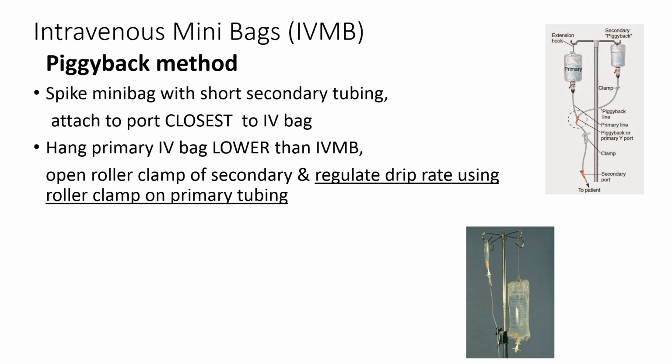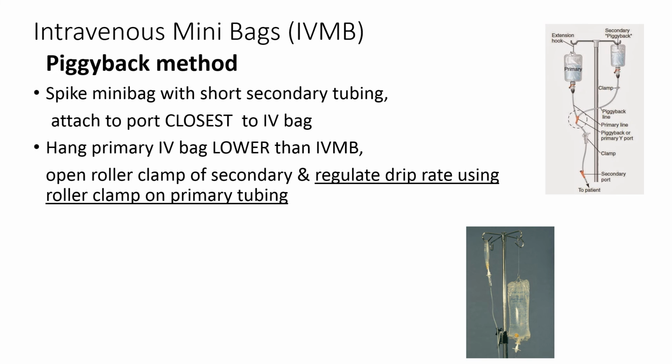To administer a piggyback, we would spike the mini bag with short secondary tubing and attach it to the port closest to the IV mini bag. If you look over at that secondary piggyback, you can see the tubing is much shorter and it's attached to the port closest to that primary bag.